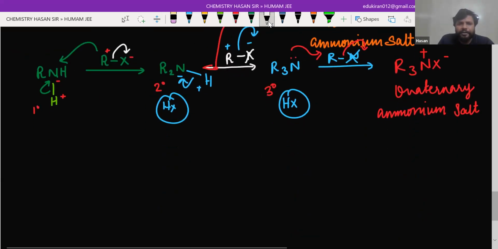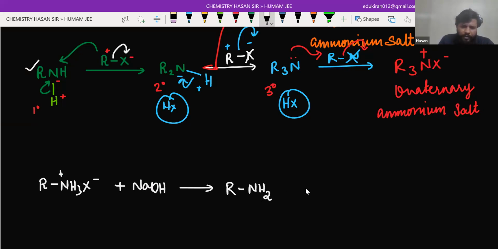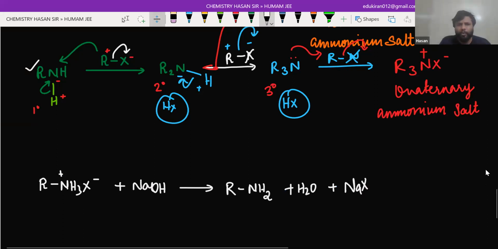You can regenerate this primary amine again. How? Very simple. When you react this NH3 positive salt, the salt that we made, if you dip this in NaOH, then you will get RNH2, primary amine, plus H2O plus NaX.